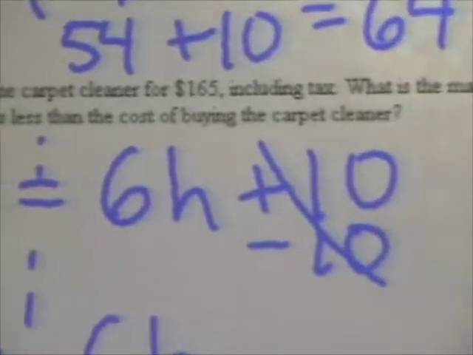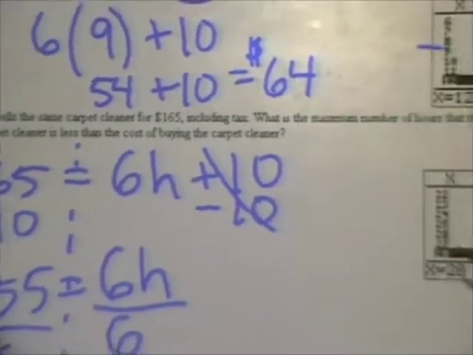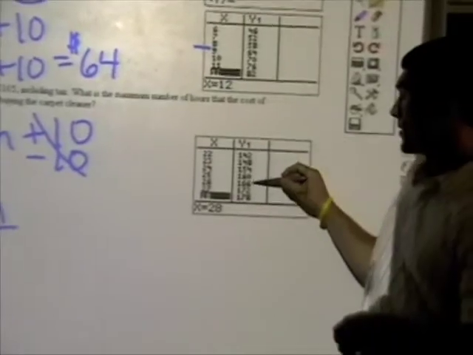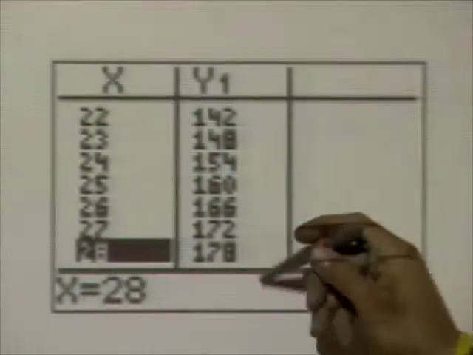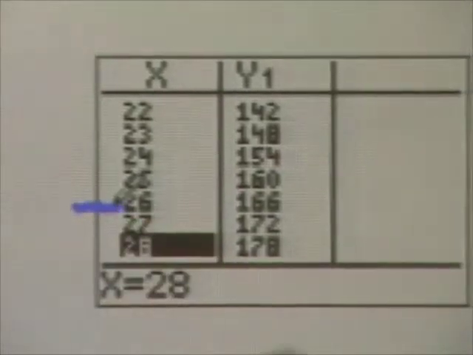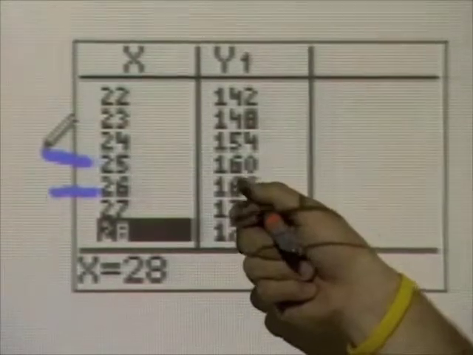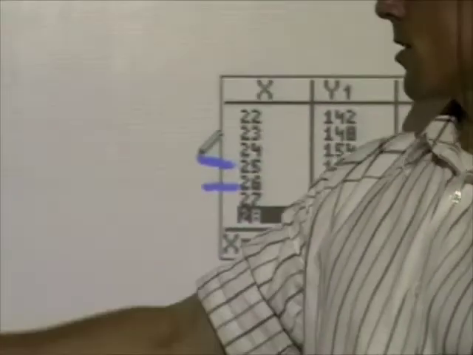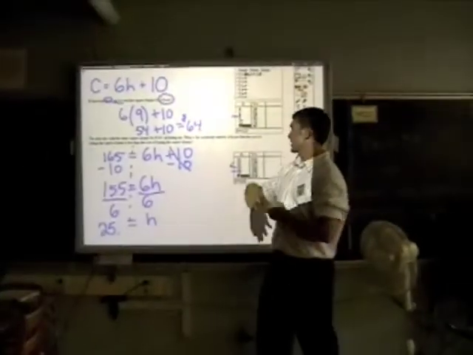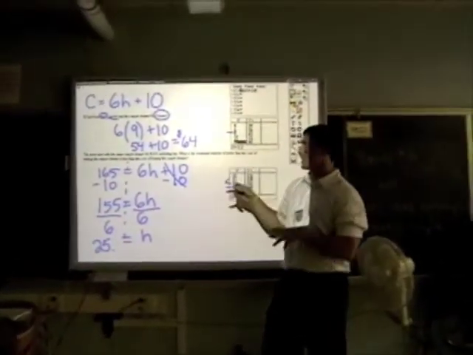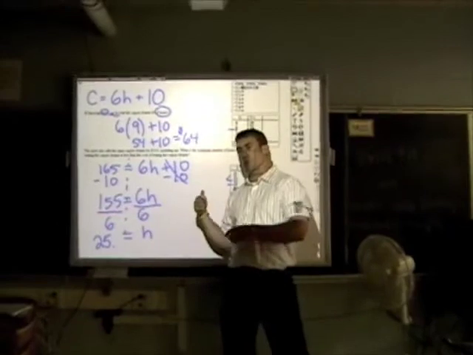Okay, so the way we can do that, again, in the table, scroll down until we find the number 165. Well, I find that right here at 26, I passed it at 166. So at 25 is where I'm going to leave it off, because that's at $160. I'm still underneath of the 165. So the answer, 25 hours is the maximum number of hours I can rent the carpet cleaner before I would just rather buy it.